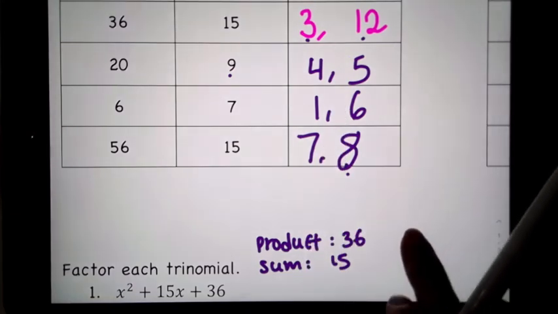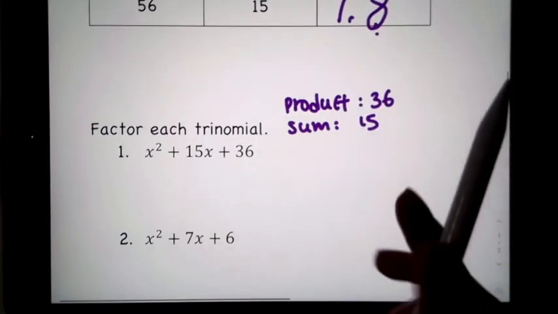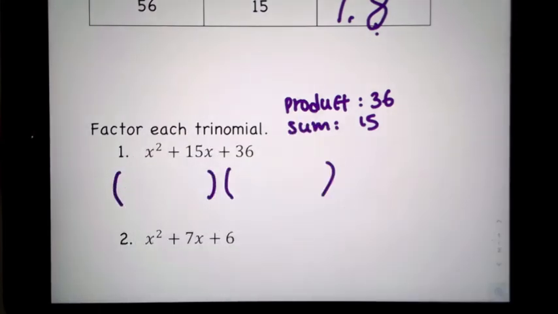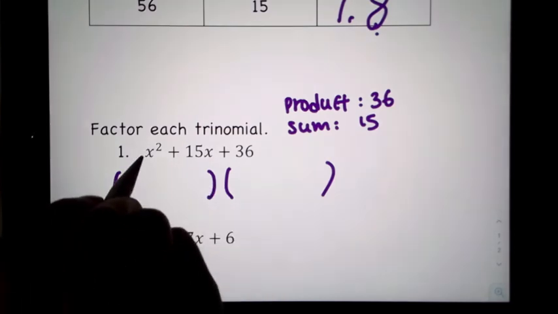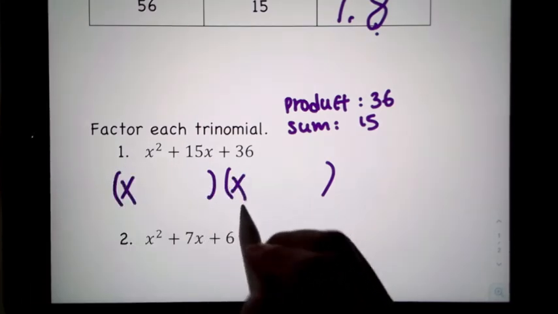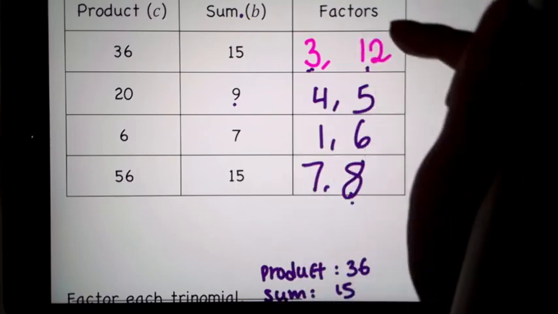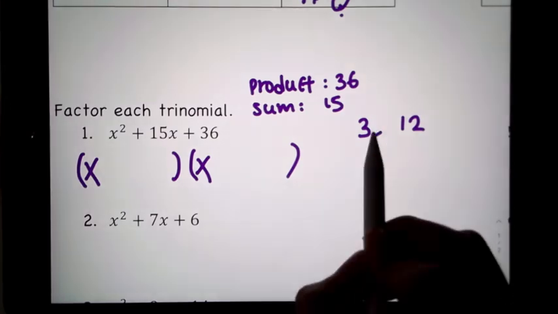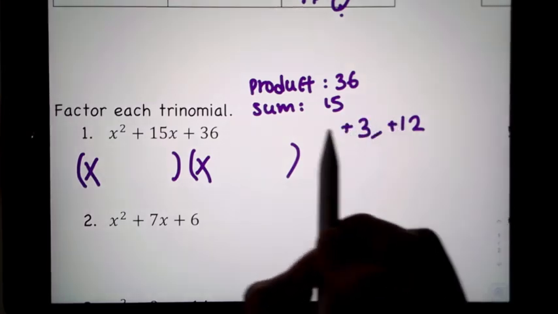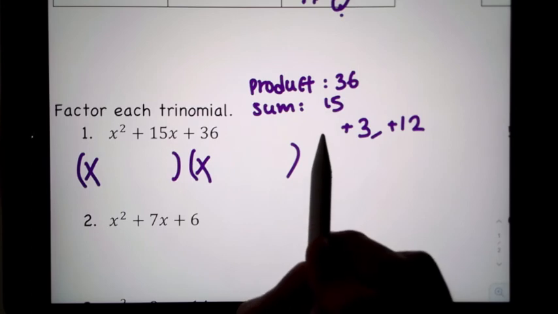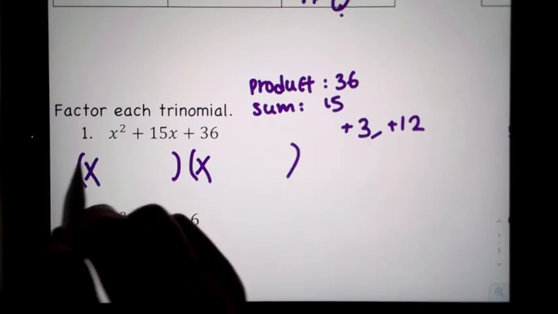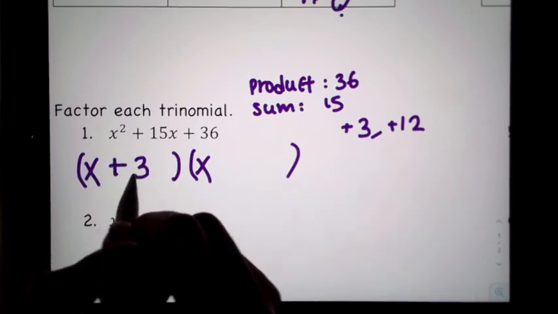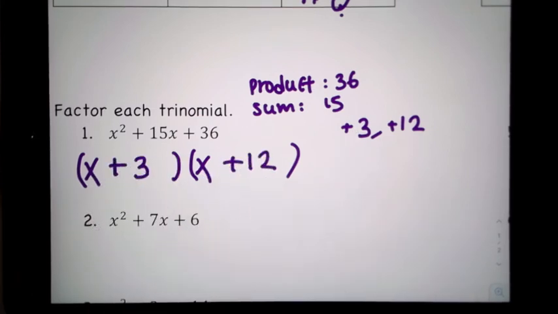So look, once you get your two factors, you just make two parentheses like that, all right? And then you split this x squared, so x and x. And your two factors were 3 and 12, right? And you know what? Those are positive numbers, because sum is positive, product is positive. So those two numbers must be positive. So you can just put these numbers in. Plus 3, plus 12. Then you're done.